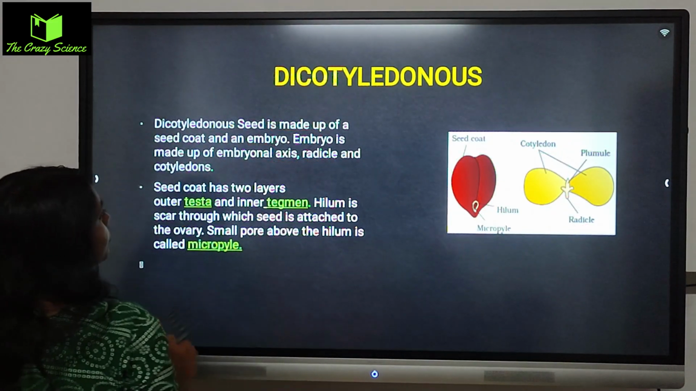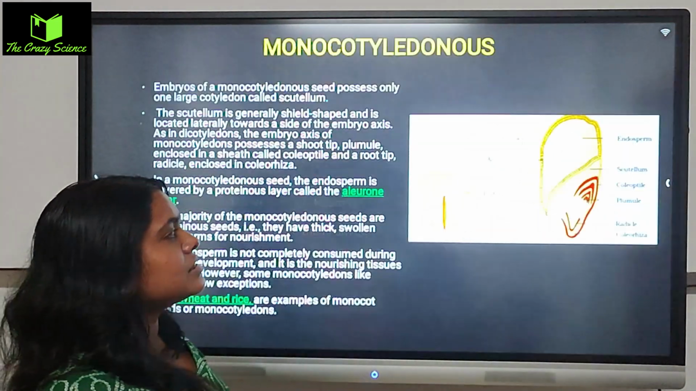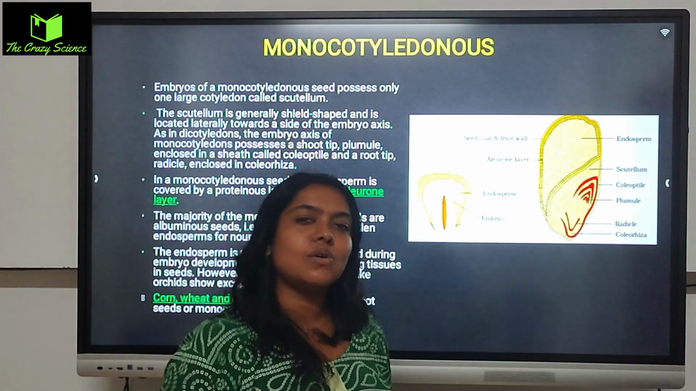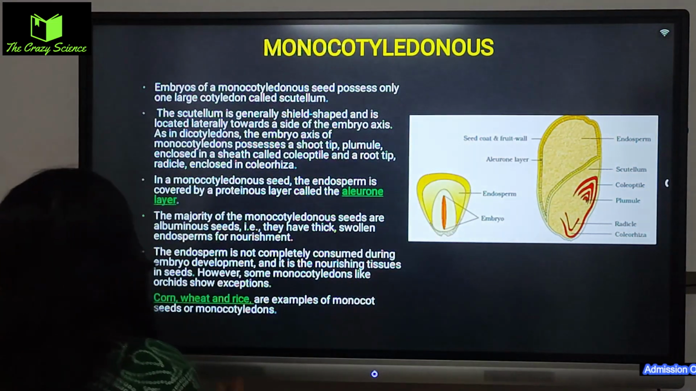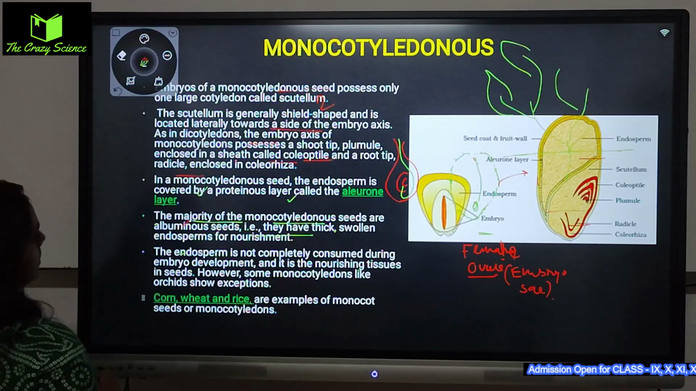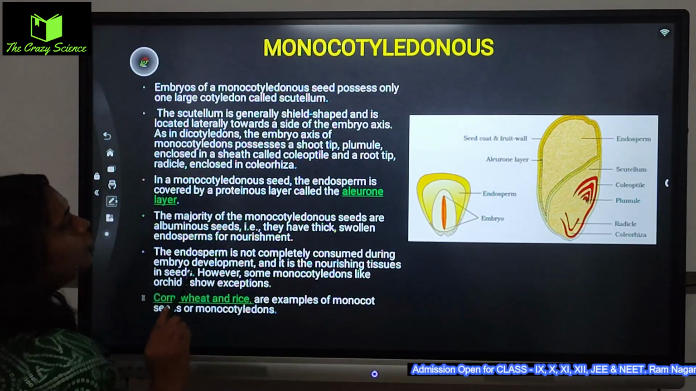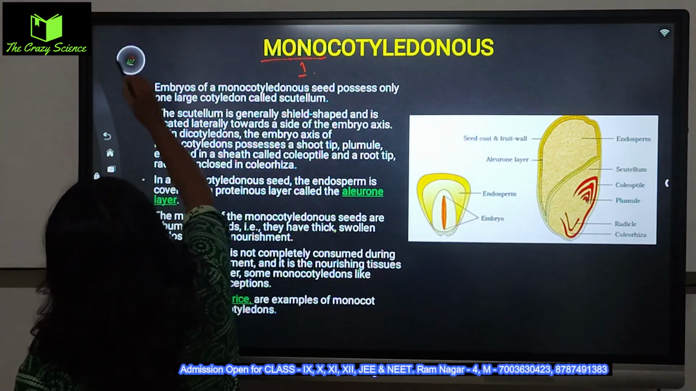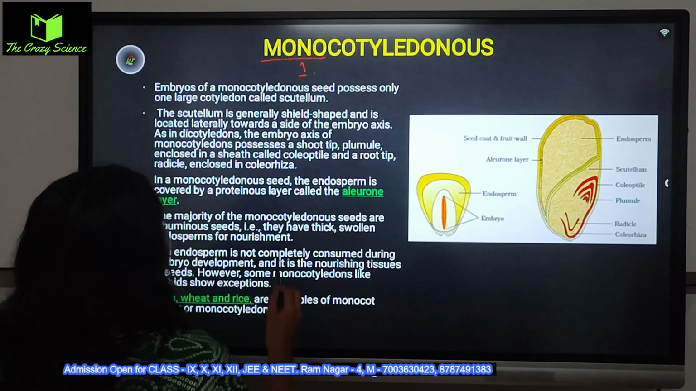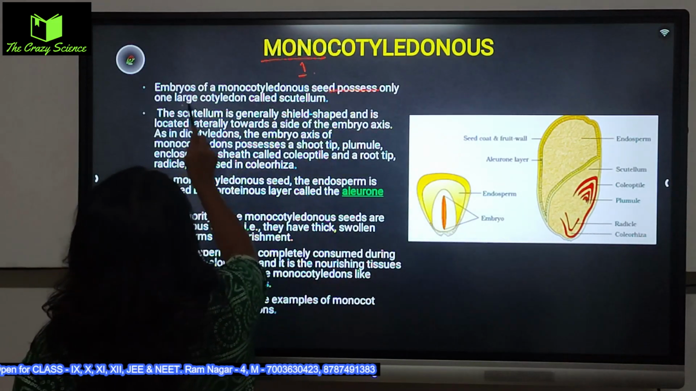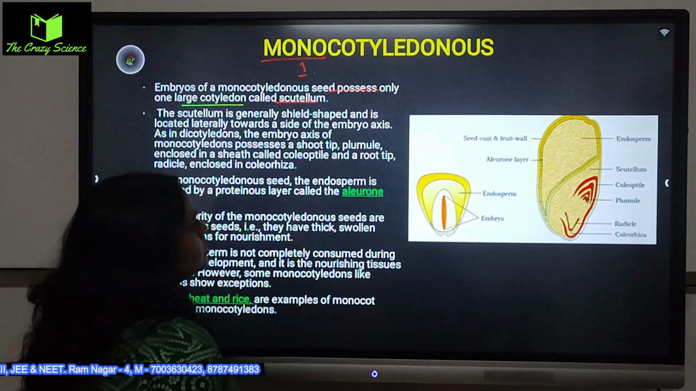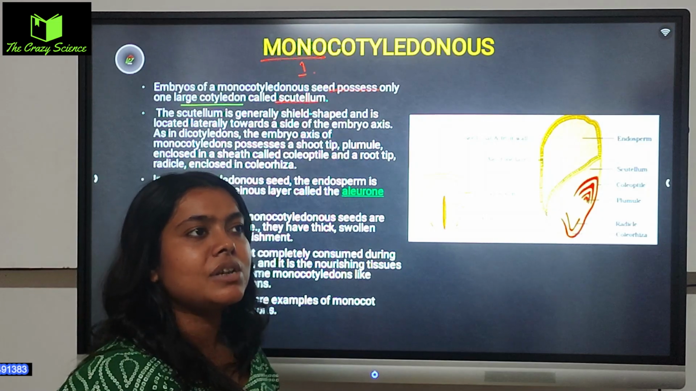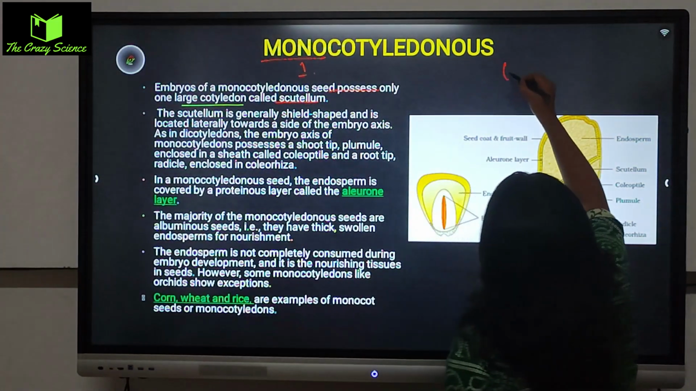Next is our monocot. Monocot is very important from the exam perspective because it's a little bit different. It's not only different, it contains a lot of information. And monocots we mainly see in short-lived plants. They contain only one cotyledon. The embryo of a monocotyledonous seed possesses only one large cotyledon called the scutellum.